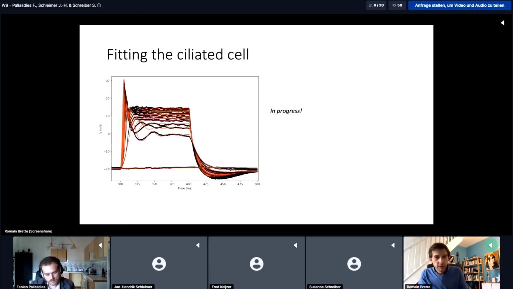To fit the model is a little bit more difficult because we have 3 different currents and calcium dynamics together. So this is just some work in progress, but it's not finished.